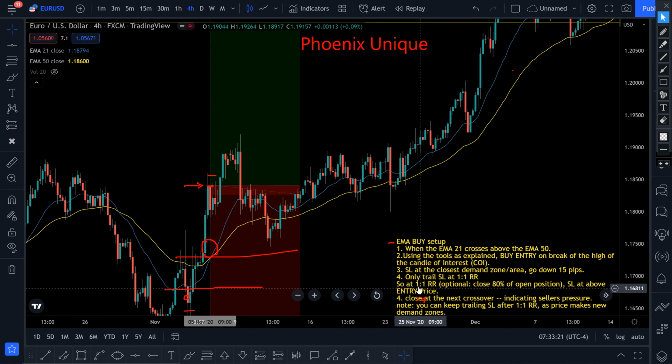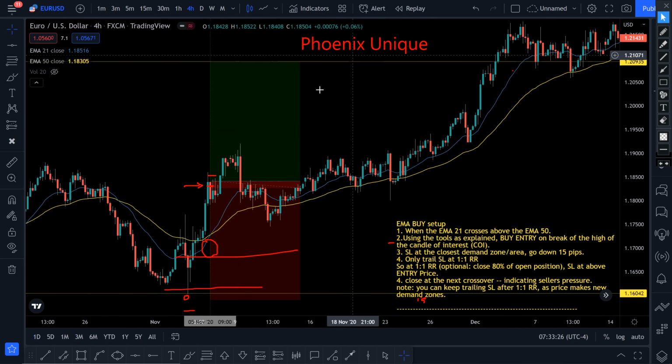Now I say only trail at 1R, so you can only move your stop loss when price has come to this spot here, which is here. So at this spot, you can trail your stop loss. You put it above your entry, okay? Then optionally, you can close 80% of the open position. You can close 80, you can close 50, it is your choice. With stop loss above the entry price.